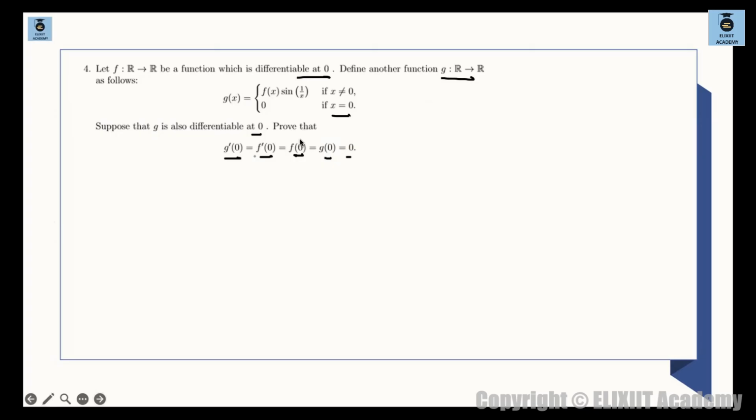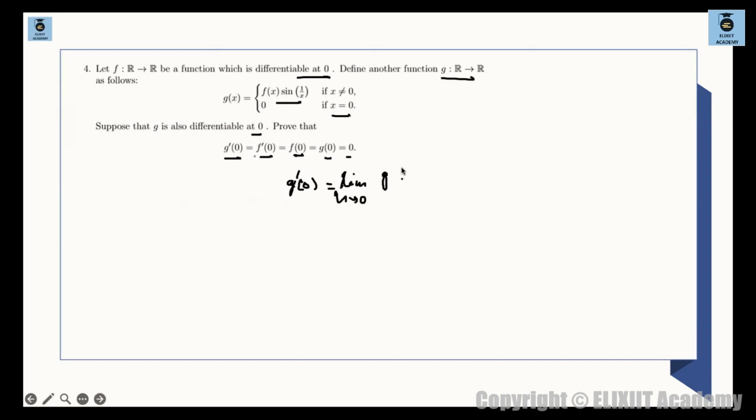Okay, so we start off with the very basic definition, because this is a very routine function which you all face in class. These kinds of functions are quite common. So we'll start simplifying g dash of 0 and f dash of 0, because we have to use the definition and show it from there itself. We start off with g dash of 0. What is g dash of 0? g dash of 0 will be limit h tends to 0.